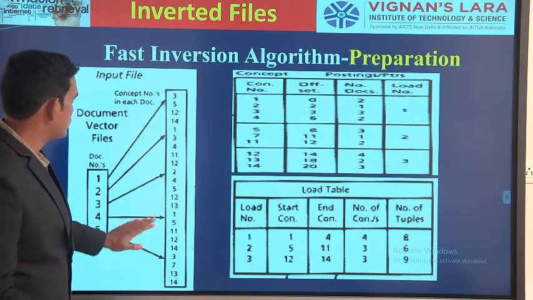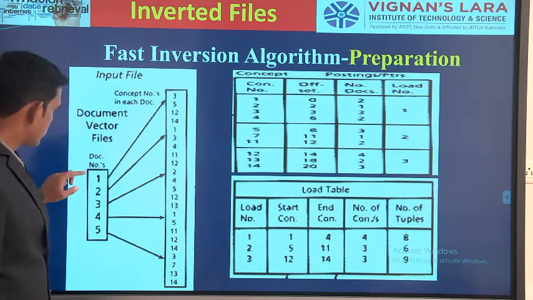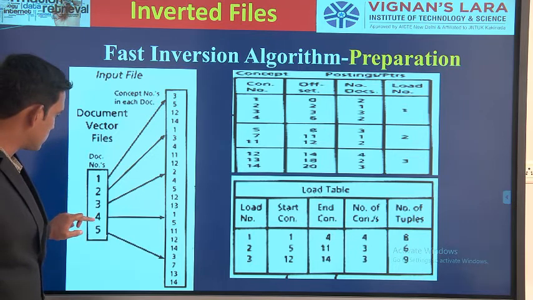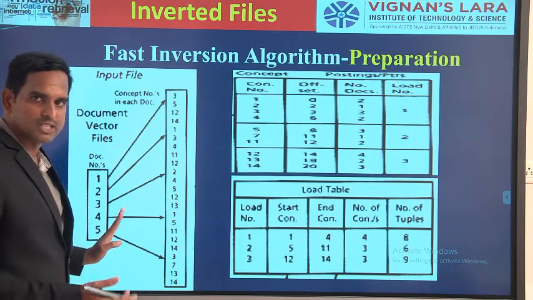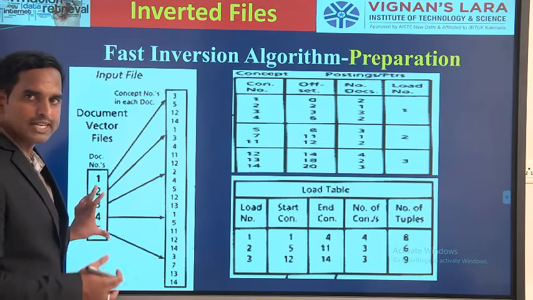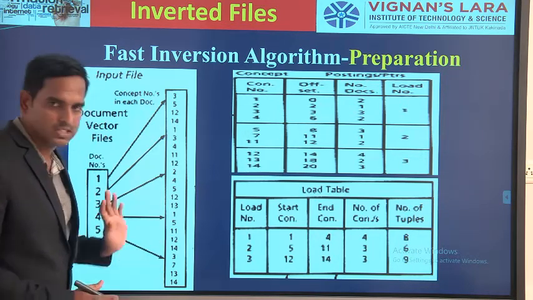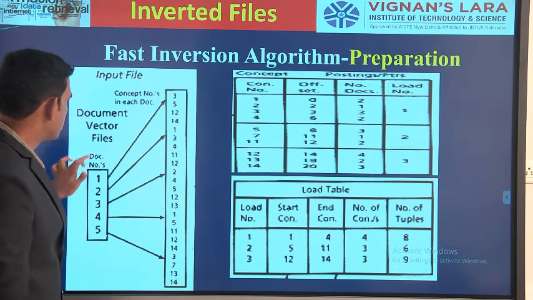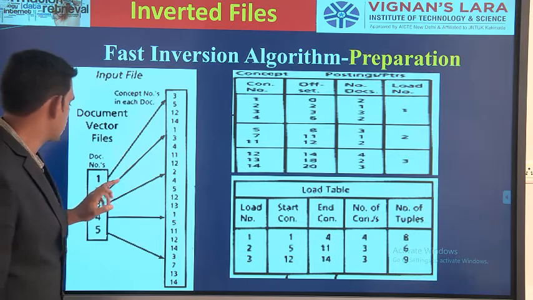This will be your document vector file, which will be acting as an input. First document, second document, third document, fourth document and fifth document: you have 5 documents as a part of your information retrieval system which need to be indexed. All these 5 documents will contain a set of concepts. As you could see, document 1 will contain the concepts 3, 5, 12, 14.